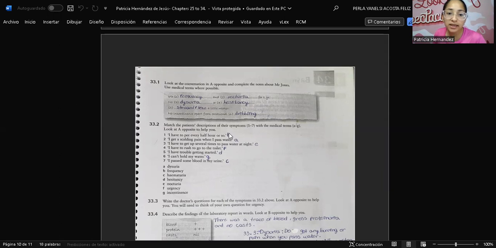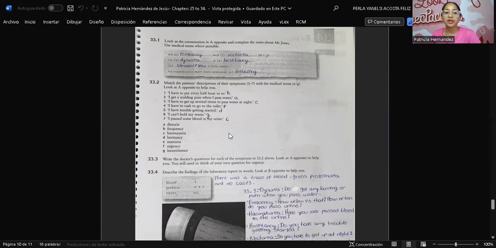And no incontinence apart from occasional dribbling. 33.2, match the patient's descriptions of their symptoms with the medical terms. Number 1, I have to pee every half hour or so. That's frequency. I get a scalding pain when I pass water. That's dysuria.